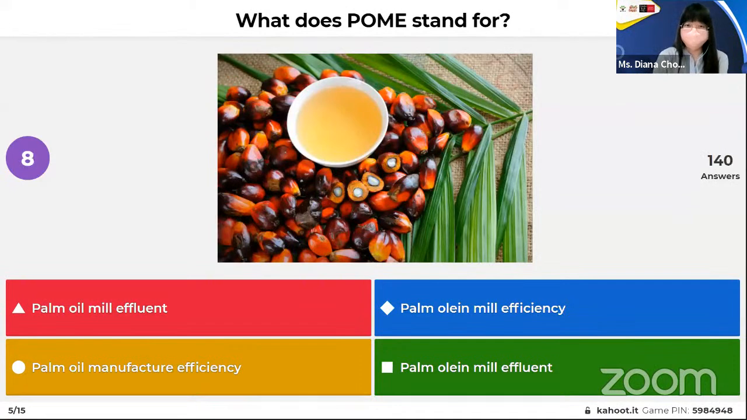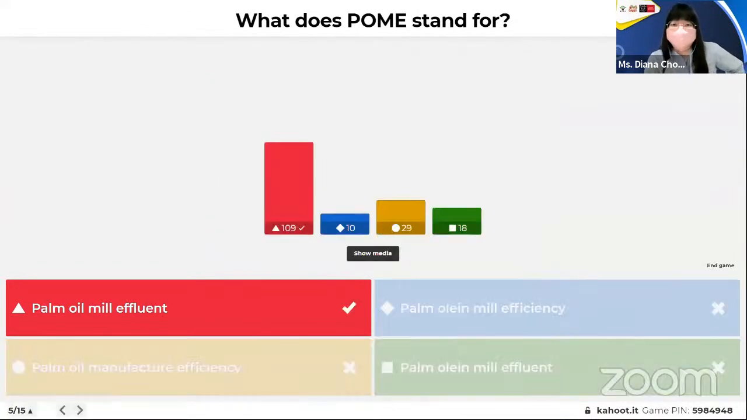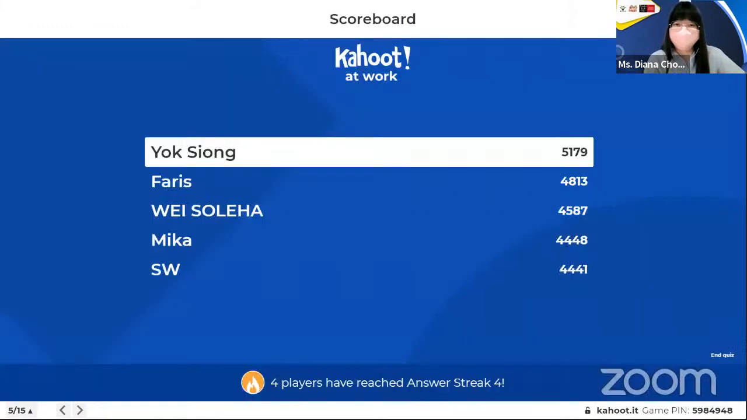Got 10 seconds left to answer. 5, 3, 2, 1. So the answer is palm oil mill effluent. A total of 109 participants actually got this correct. Let's see who's in the standing now. Okay, Yok Seong managed to remain as number 1, followed by Faris, Wei Soleha, and Celine has actually climbed to 4th position, followed by SW.